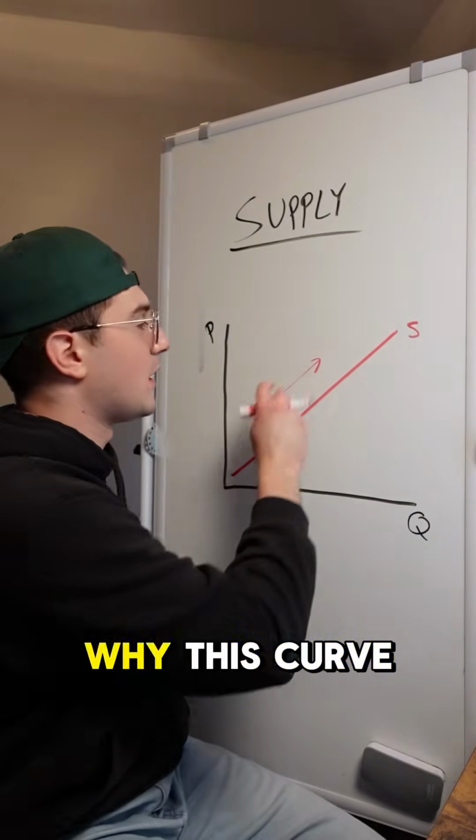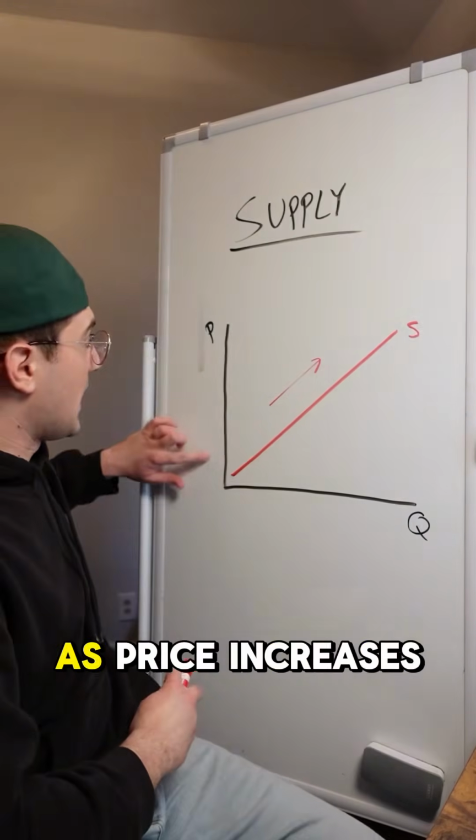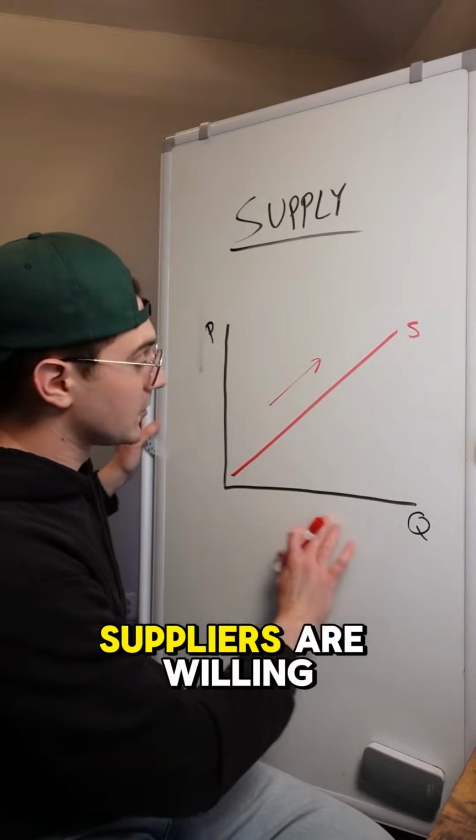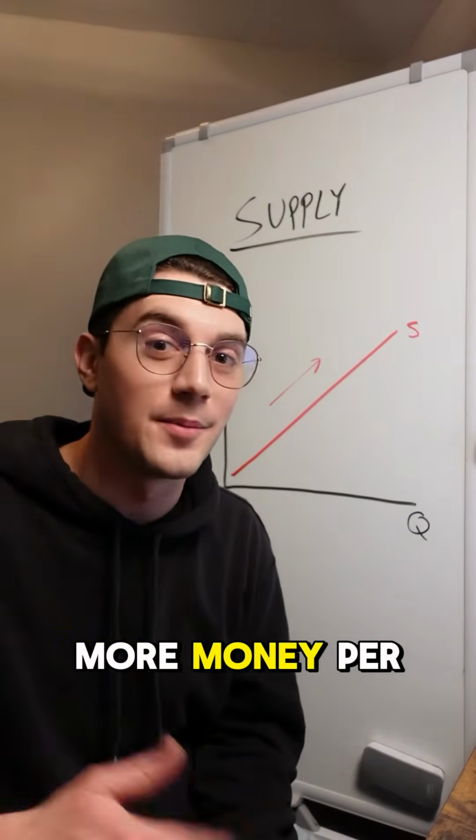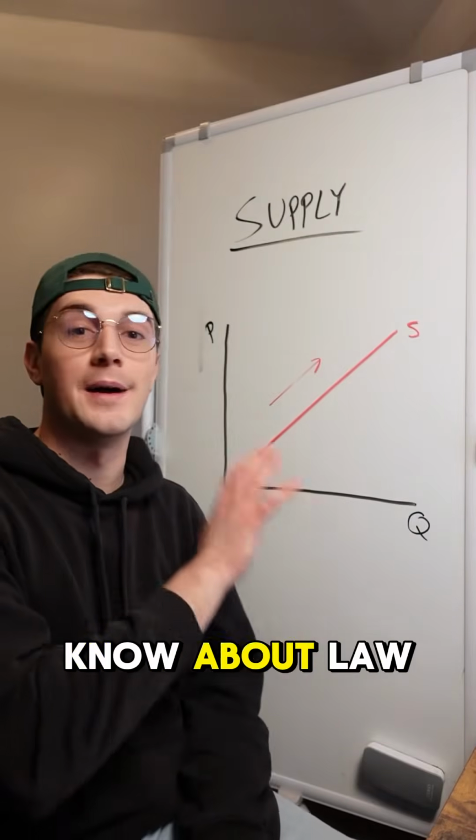Okay, first, law of supply, super simple. It's the reason why this curve is upward sloping. As price increases, suppliers are willing to supply more quantity to the market because they're making more money per unit. That is quite literally all you gotta know about law of supply.